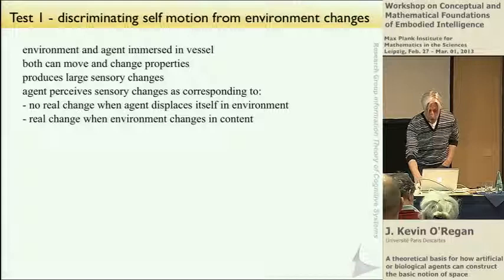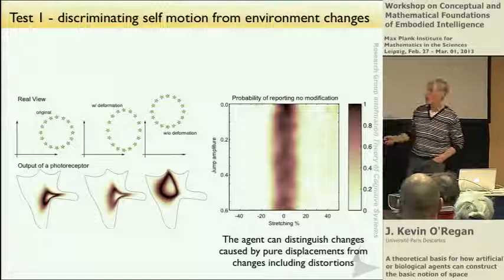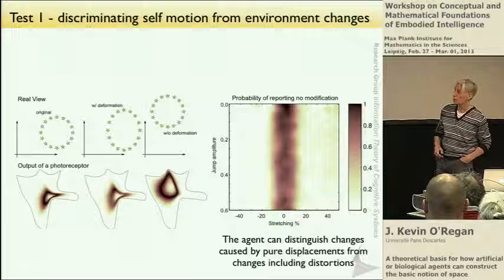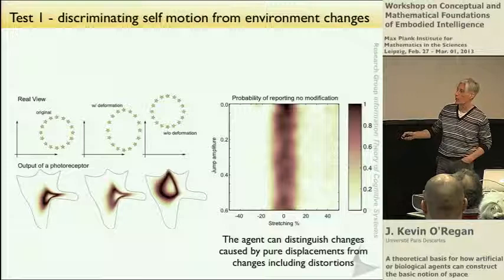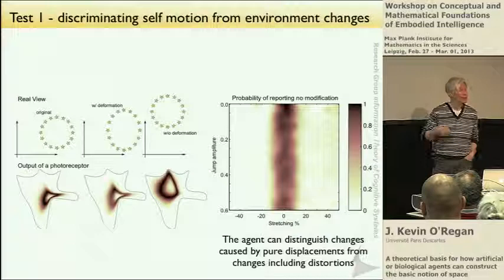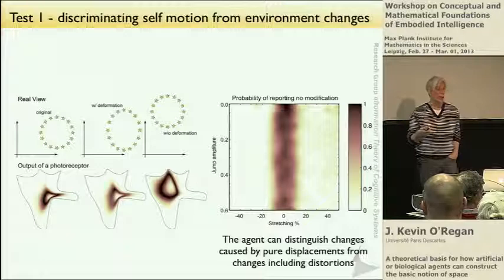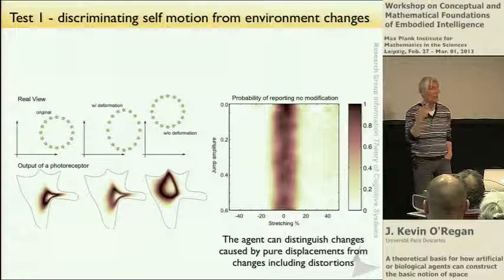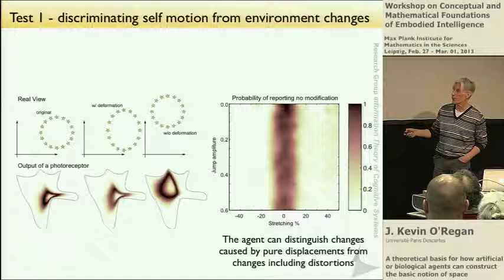So to show that the agent can pass this first test, what we did is we presented the agent with a circle of stars here. And this, for example, is what the output of one of the photoreceptors might be if it saw this circle of stars. And then we had the agent jump. And during the jump, either we didn't change the circle of stars, we left it the same, or we did change it and we distorted it, we compressed the circle of stars. And we wanted to see, would the agent realize that there had been this distortion or not? So this is what the agent sees at first before the jump. And then after the jump, it might see this or this.